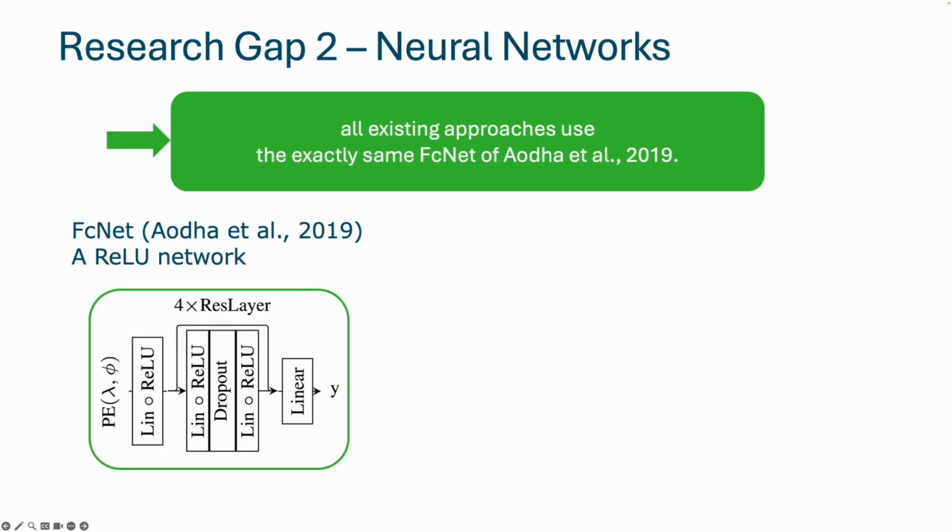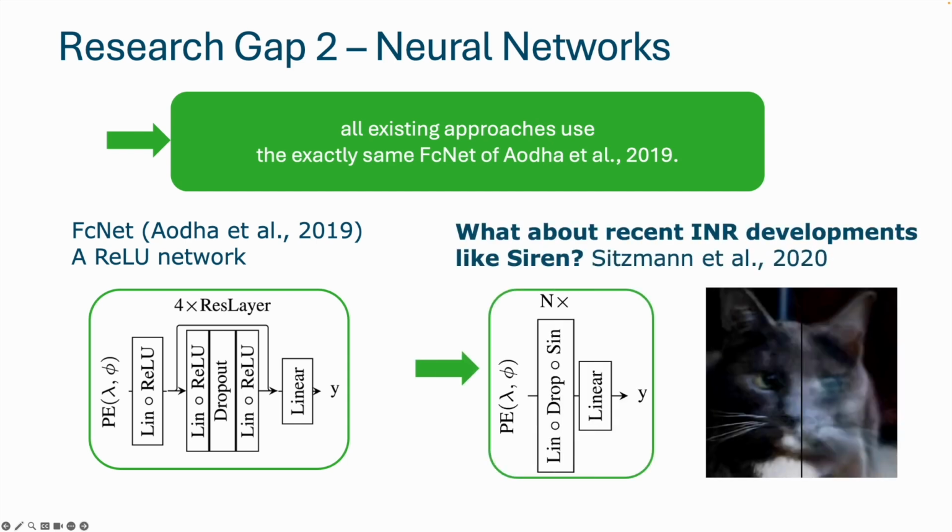And the second research gap that we saw is that the FCNet that was proposed by Oda was basically reused without really considering the latest knowledge we have from implicit neural representations in other fields. And what about sine networks, right? What about when we change this ReLU activation function to a sine activation function?